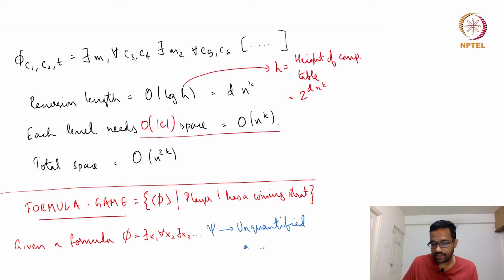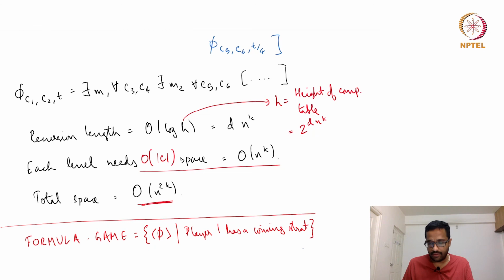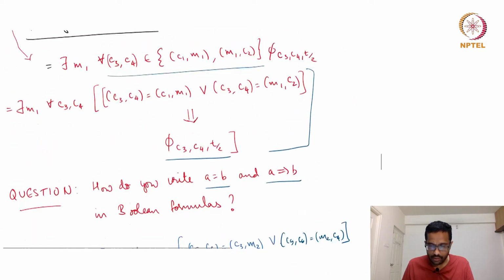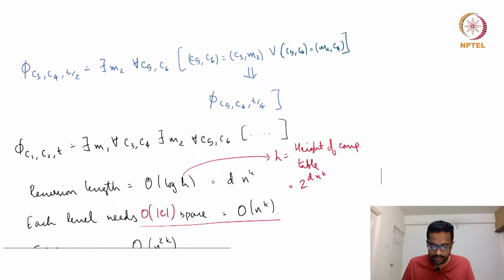So the total space used is some constant times n power k multiplied by order n power k, which is order n power 2k with a constant. So it is order n power 2k. And this is the total space required to write down the formula. This is the total space required for the computation of the formula, and even to write down the formula, it's a similar amount of space, right? So this is the recursion length, and this is the amount of space required.